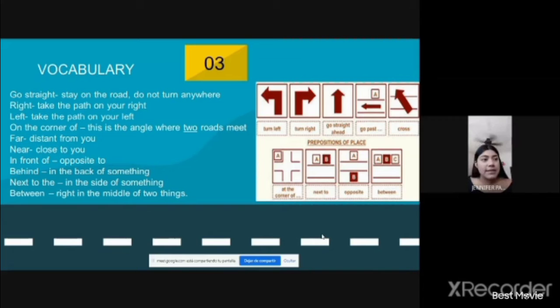Then we have right, take the path on your right. Left, that means take the path on your left. On the corner of, that means this is the angle where two roads meet. Far, distant from you. Near, close to you. In front of, opposite to, behind, in the back of something, next to, on the side of something, sorry, right in the middle of two things. Next one, please.